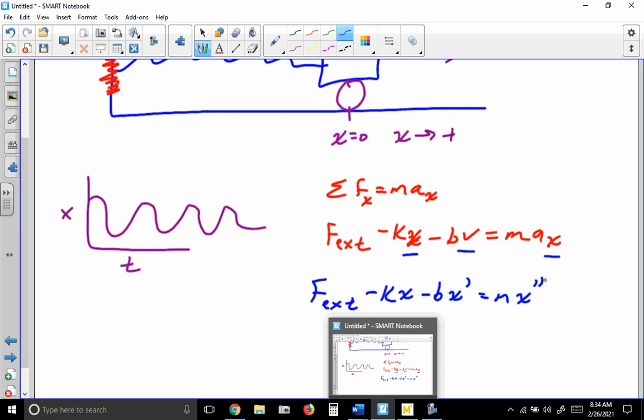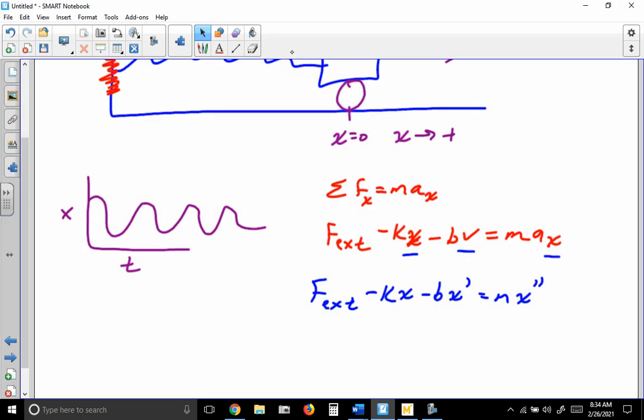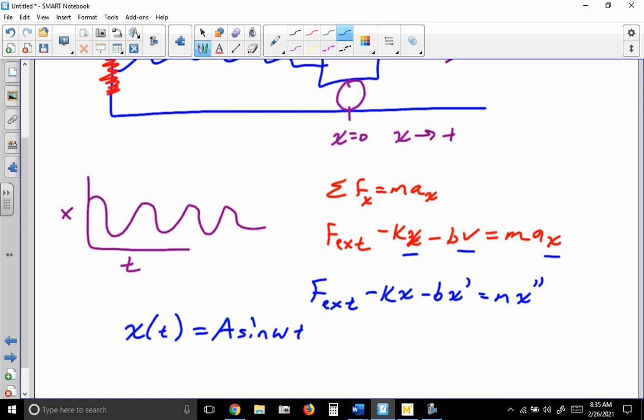So this turns out to be a second order differential equation. From analysis, or from just thinking about what happens with springs, the solution to this is going to be of the form A sine omega t, where omega deals with the period, A deals with the amplitude, how intense that's going to be oscillating back and forth.